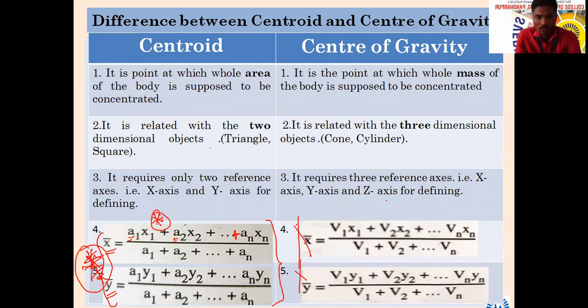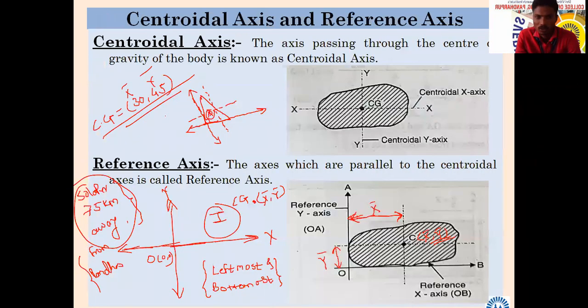So we have discussed centroid and center of gravity. Then there were two terms we have seen: centroidal axis and reference axis. What is a centroidal axis? I'm not erasing what we have discussed. The axis which passes through the center of gravity or centroid of the body is known as the centroidal axis. On the other hand, the axes which are parallel to the centroidal axis are called reference axes.